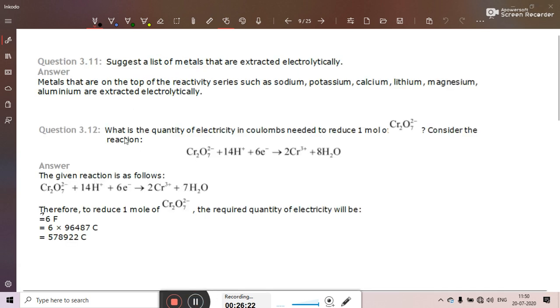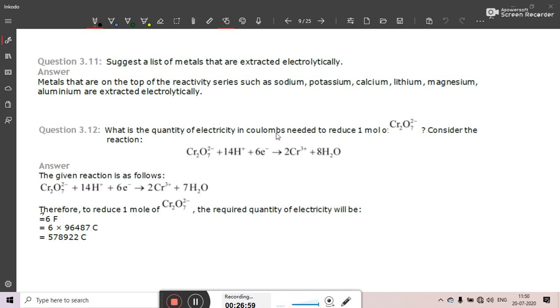Now question number 11 is, suggest a list of metals that are extracted electrolytically. So generally those metals which are highly reactive can be extracted electrolytically. So answer is metals that are on the top of the reactivity series, such as sodium, potassium, calcium, lithium, magnesium, aluminium are extracted electrolytically.